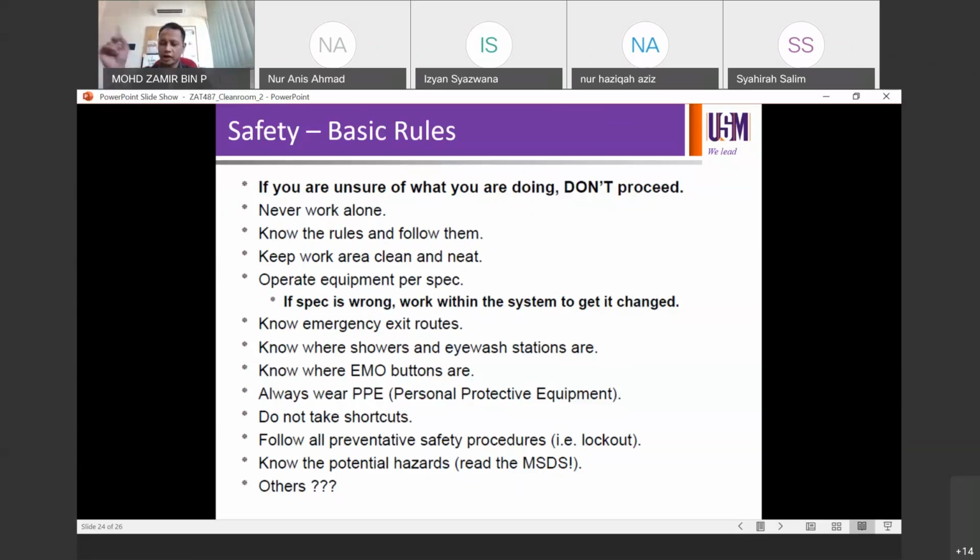So you have to know where the eye wash is. If you want to do maintenance in the fab, better before you start you already know the location of the eye wash and everything, before you start the work, so that if any incident happens, you know where to go.